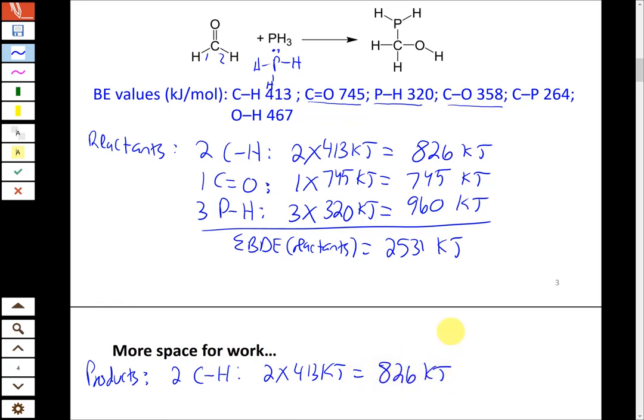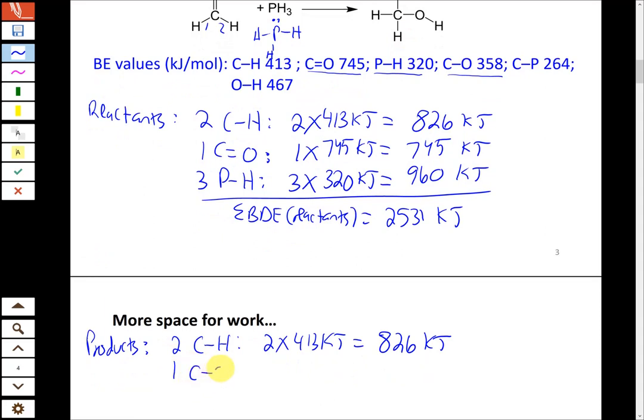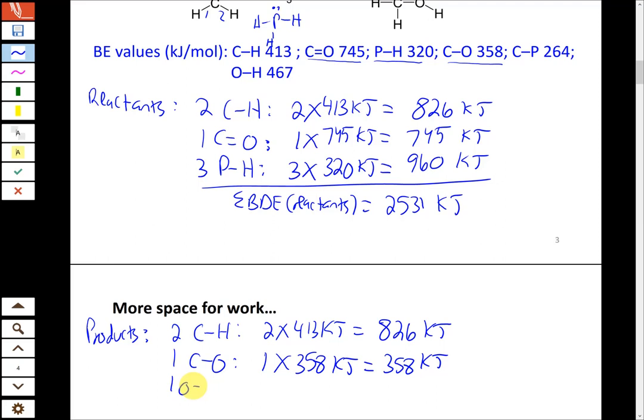And then in whatever order we want to go in, we have also now a CO bond, but it's no longer a double bond, it's now a single bond. So you have to use the correct value for CO single bond. There's one of those in the product, and the value for single bond is 358. So that's 358 kilojoules. And then we have an OH here. That is a new bond that's formed on the product side. So we have one OH. And the value for OH is 467.